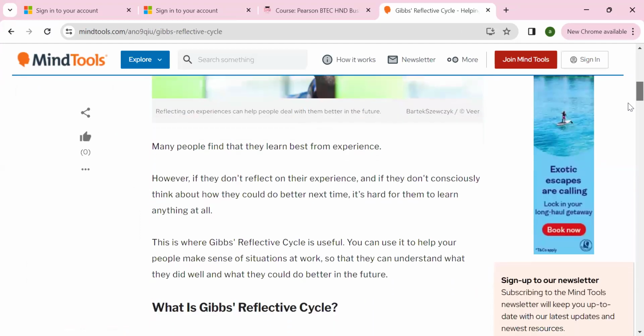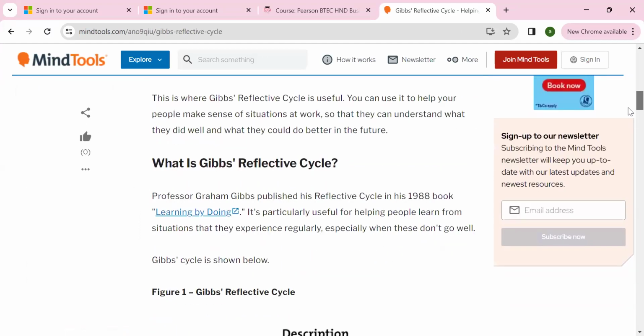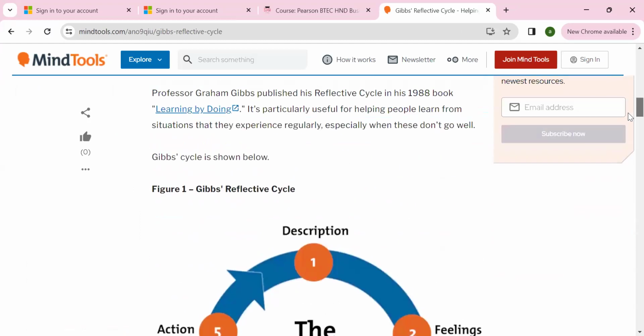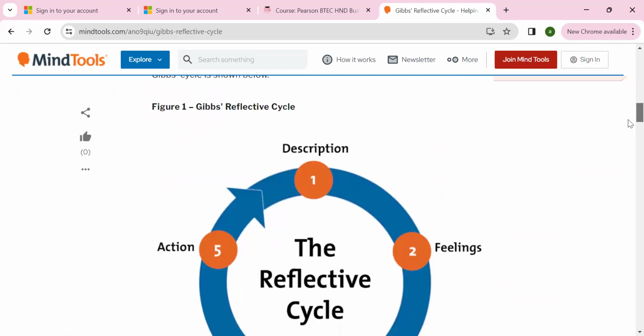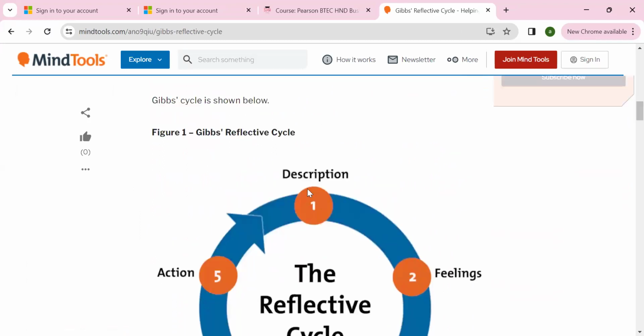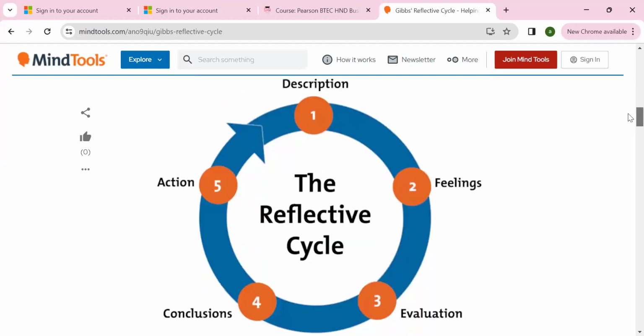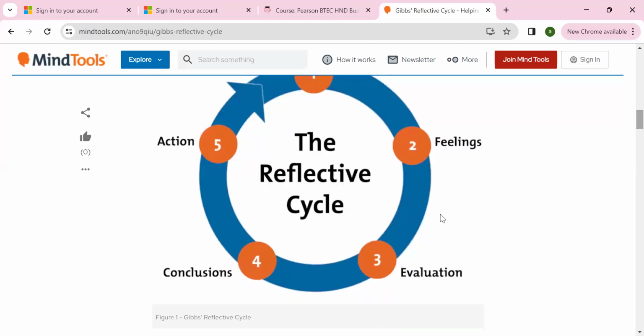So we have a different reflection model. We have Professor Gibbs, who gave the model called the reflection model and reflective cycle. We get the description: what was the project? When you started, what were your feelings about the project? When you had done it, so what, how can you evaluate whether you were successful?